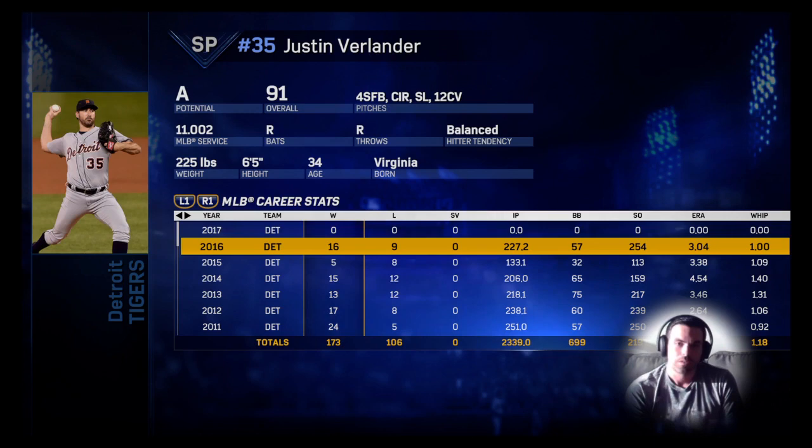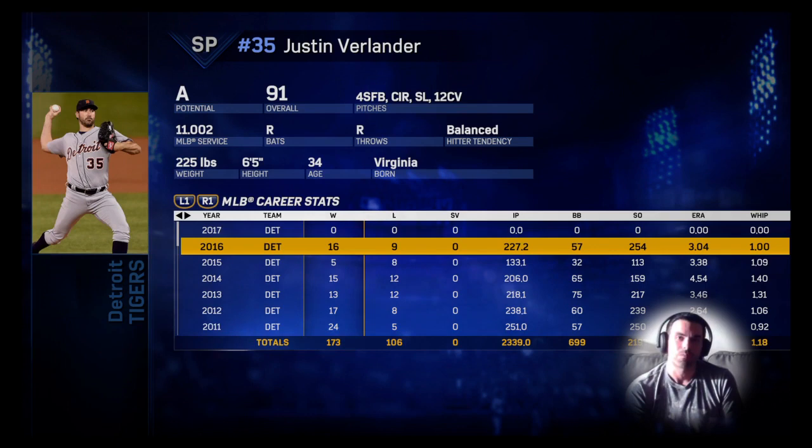We look at Justin Verlander. Now, he only went 16-9, right? So 22-4 is a much better record. There's no question there. But if we just said that wins are useless for a pitcher, so are losses, right? It really doesn't mean anything.